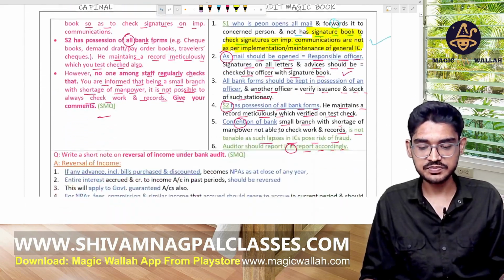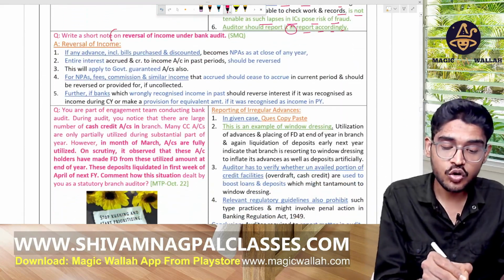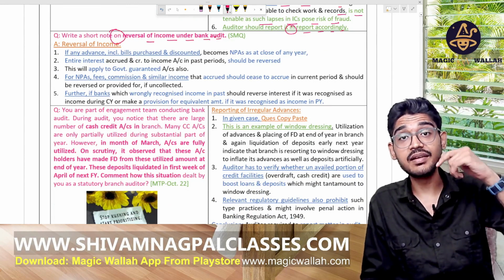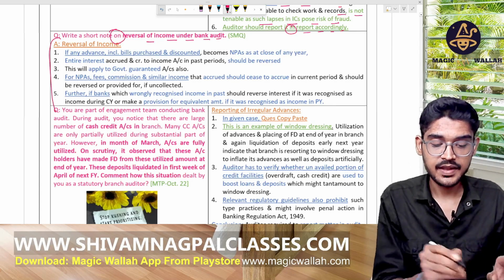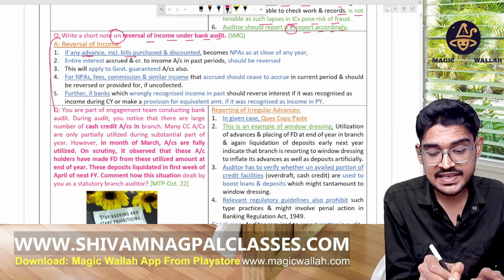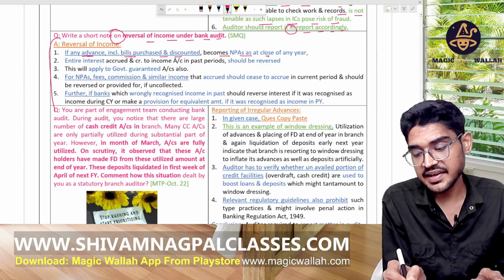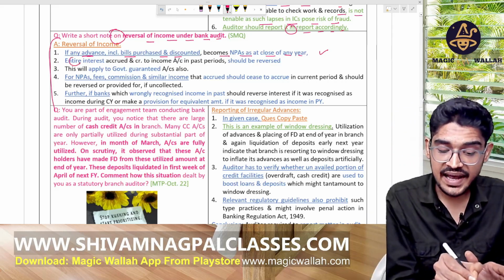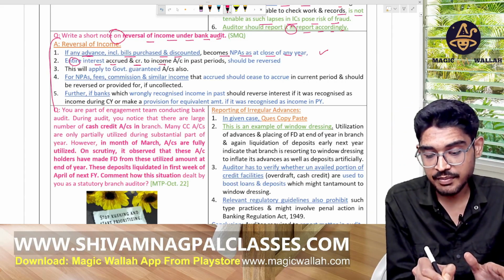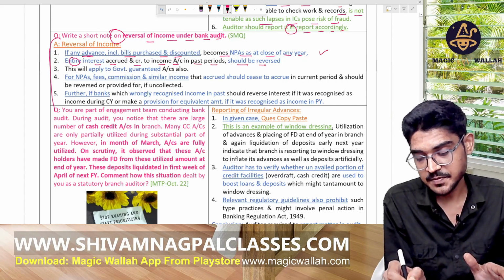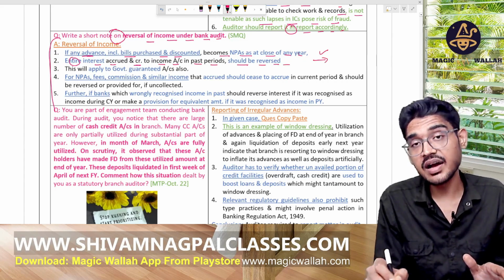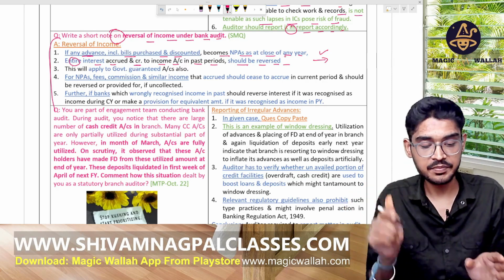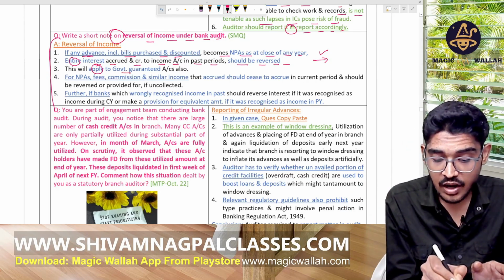Okay, good question. Now write a short note on the reversal of income under bank audit. Where does the bank have to reverse income? If any advance, including bills purchased and discounted, becomes NPA at the year end, in that case we have to reverse our income. The entire interest accrued and credited to the income account in the past period should be reversed. Okay, if we have credited the account with the interest but it becomes NPA, not actually recovered, then we have to reverse the same. This will apply to government guaranteed accounts also.